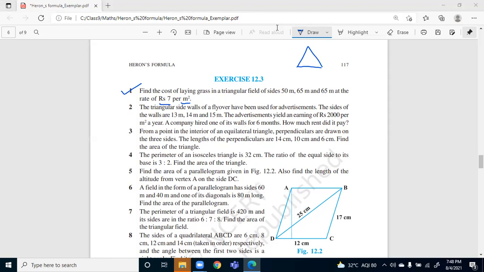Excellent. So for calculating the cost of laying grass in the triangular field, we will calculate the area. Then whatever area we get, we will multiply it by 7 to know the cost of laying grass. So do it now. First of all, you have to find the semi perimeter for applying Heron's formula. So let me do it on the whiteboard. 50, 65, 65.